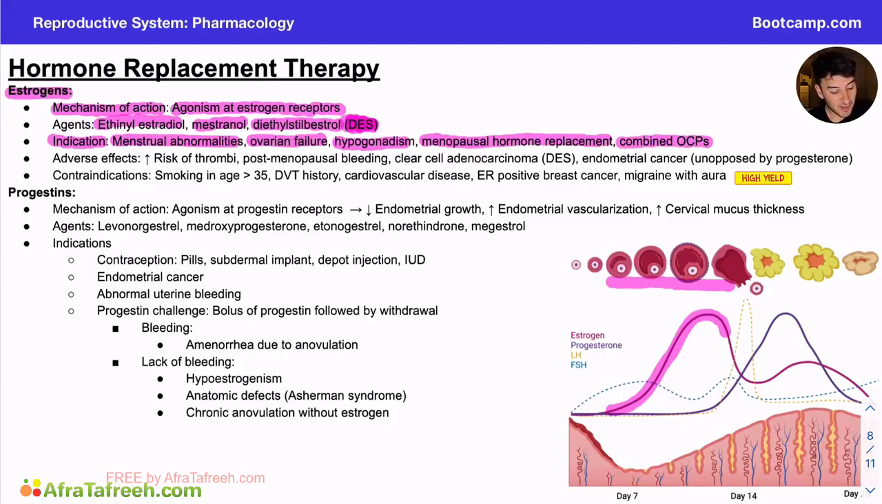Now, in terms of our adverse effects, this is going to be where all the money points are in this video, and I really want you guys to tune in and focus here. So, one of the biggest side effects is going to be increased risk of thrombi, and this is because estrogen by nature is a prothrombotic hormone, so that's going to be one of the higher yield side effects to be aware of. Also, we can see postmenopausal bleeding in patients taking estrogen, and then clear cell adenocarcinoma is associated specifically with DES, which I told you is going to be a really high yield form of estrogen.